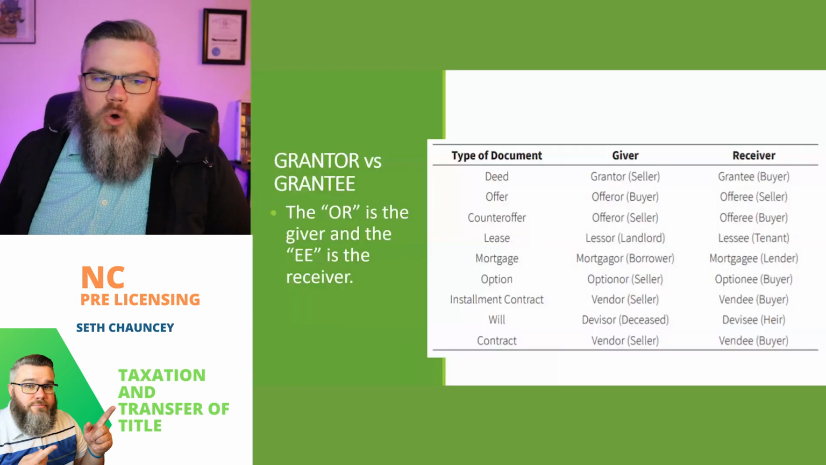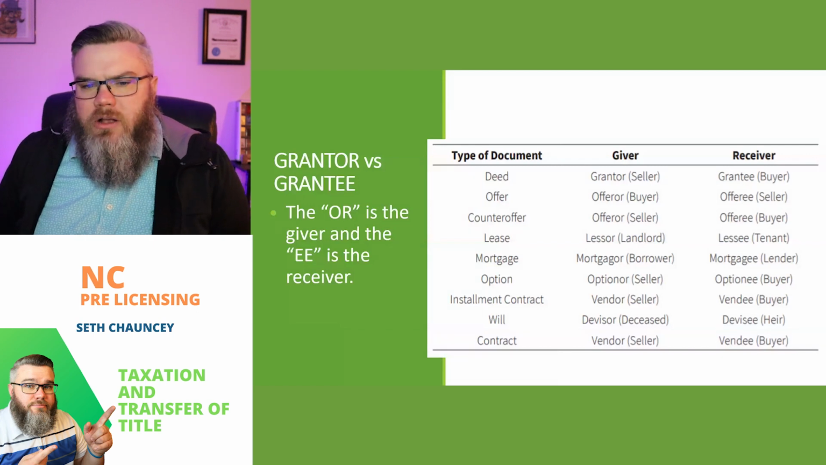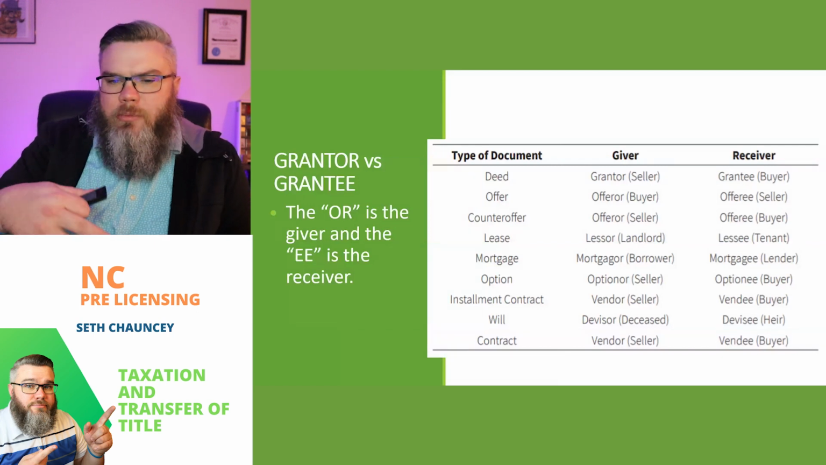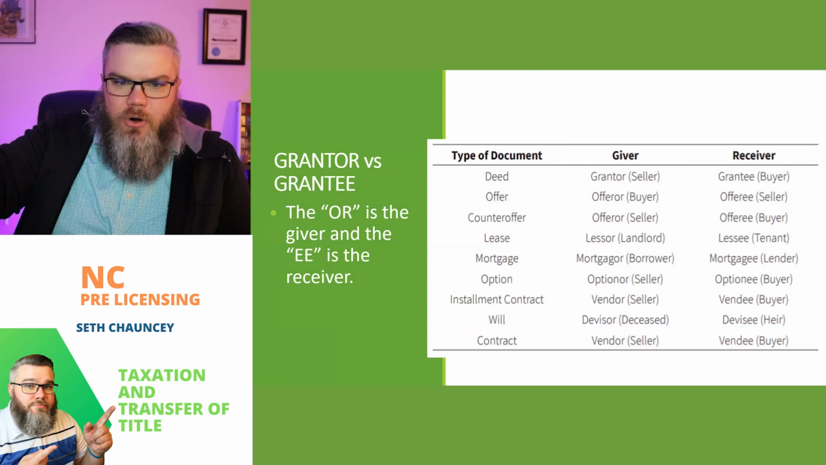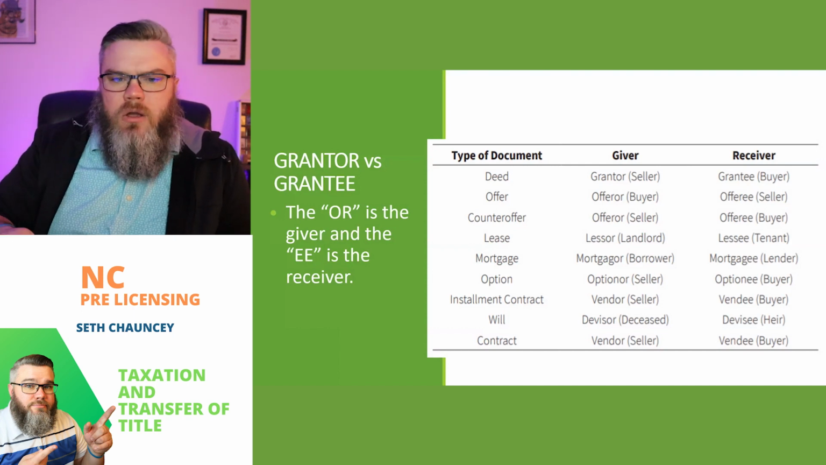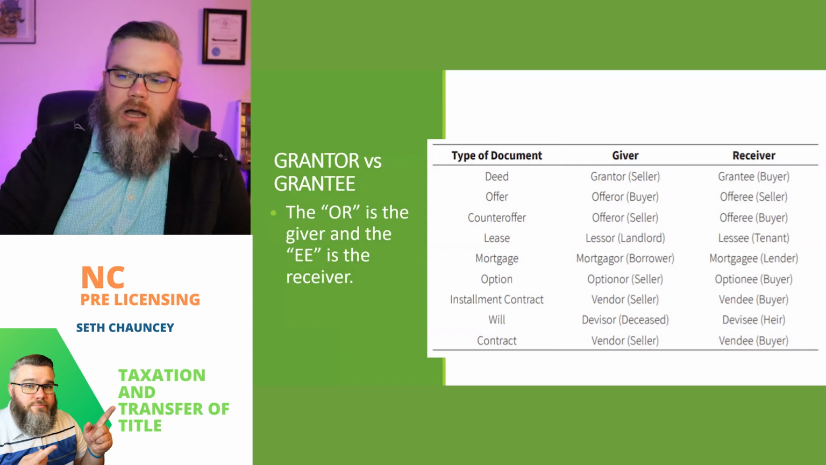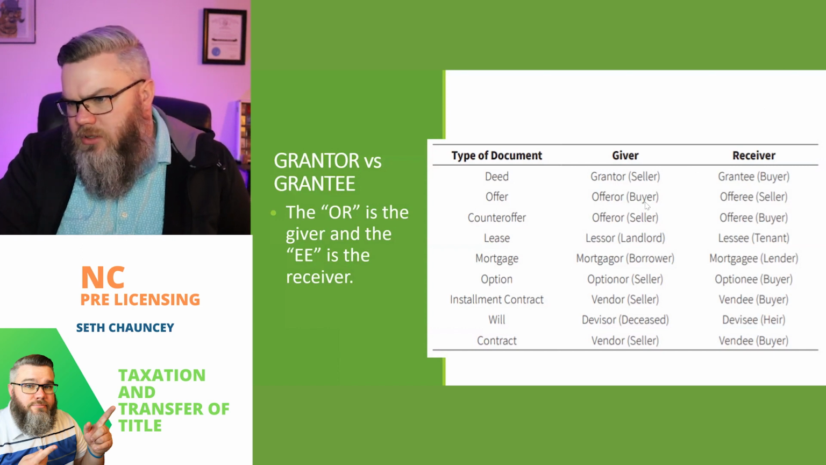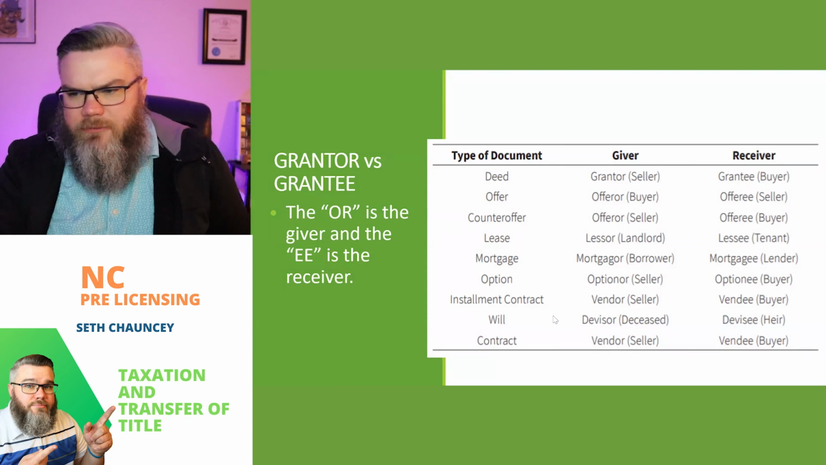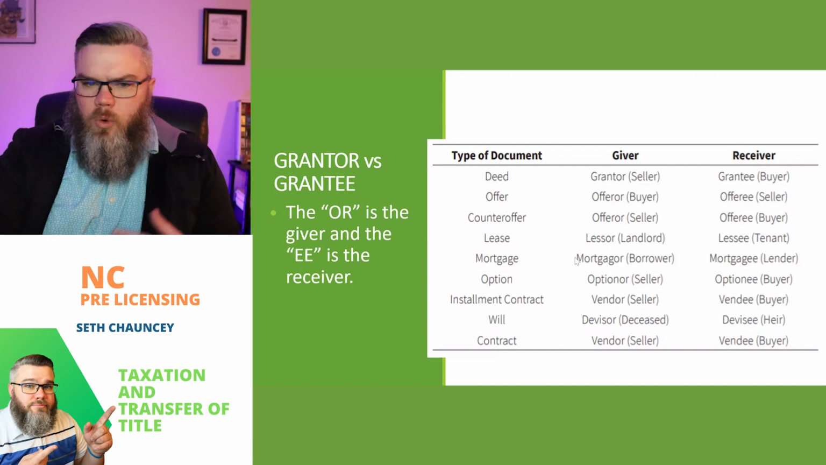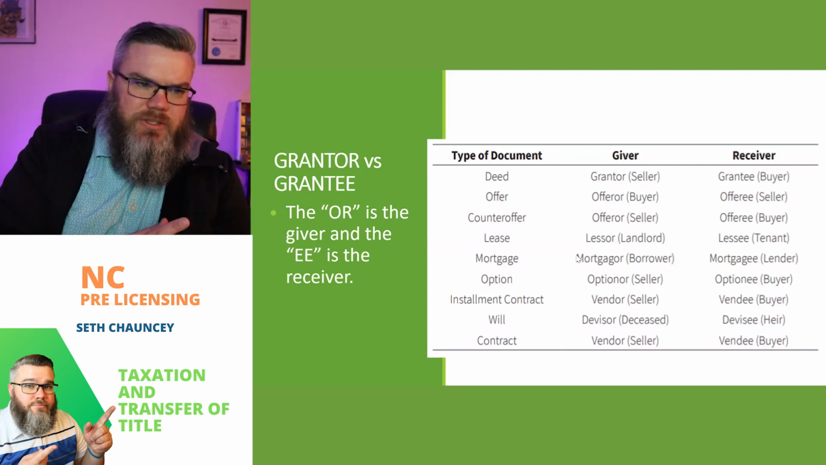So here's that list of ors and es again. Hopefully now some of them are starting to make some sense. We keep talking about grantor and grantee. Those are the parties referenced on a deed. Offeror and offeree we're going to talk about in the contract section. Devisor and devisee for the will. But remember, or is always the giver, e is the receiver.